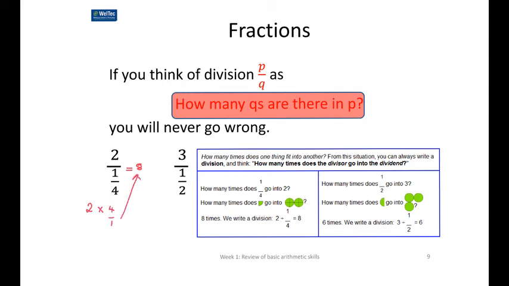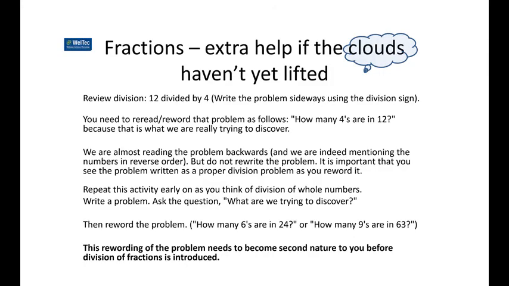The second one says how many half apples in 3? And you know the answer is going to be 6. Or you can use fraction rules, which say 3, and then we flip and multiply, and we get 6. If you're still having problems, you need to rewrite the problem using the question idea. 12 divided by 4 is asking how many 4s in 12. Think about that. Make sure that it's second nature. And if it's second nature with little numbers, it'll become fine for algebra later on.